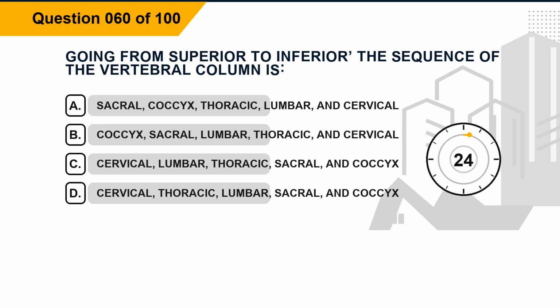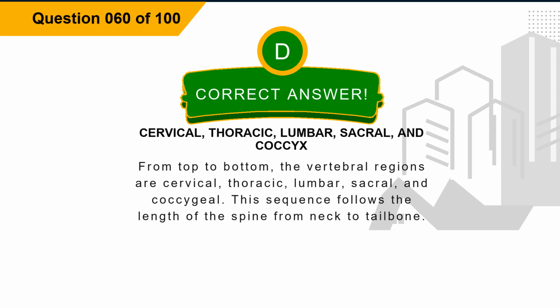Question 60. Going from superior to inferior, the sequence of the vertebral column is: Option A, sacral, coccyx, thoracic, lumbar, and cervical. Option B, coccyx, sacral, lumbar, thoracic, and cervical. Option C, cervical, lumbar, thoracic, sacral, and coccyx. Option D, cervical, thoracic, lumbar, sacral, and coccyx. The correct answer is option D, cervical, thoracic, lumbar, sacral, and coccyx. Explanation. From top to bottom, the vertebral regions are cervical, thoracic, lumbar, sacral, and coccygeal. This sequence follows the length of the spine from neck to tailbone.